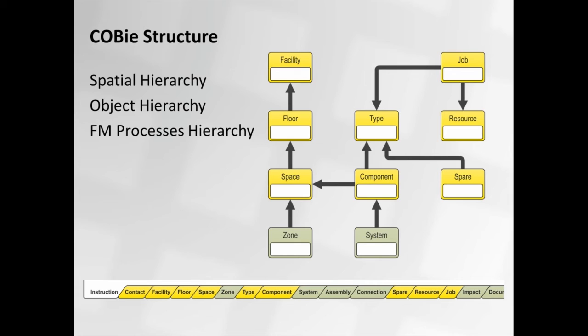How many spaces do we have in each of these floors? Do we have different zones? What components belong to all of these spaces? Components being physical objects, right? Chairs, doors, ventilation systems, and stuff like that. Well, actually, ventilation parts. And then systems are the sum of several components.